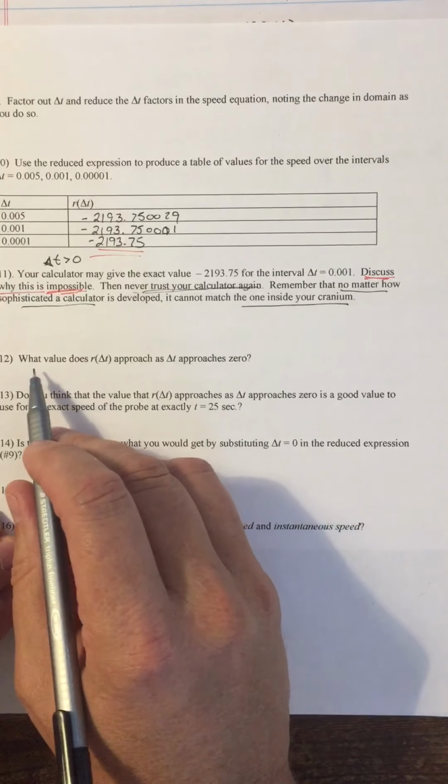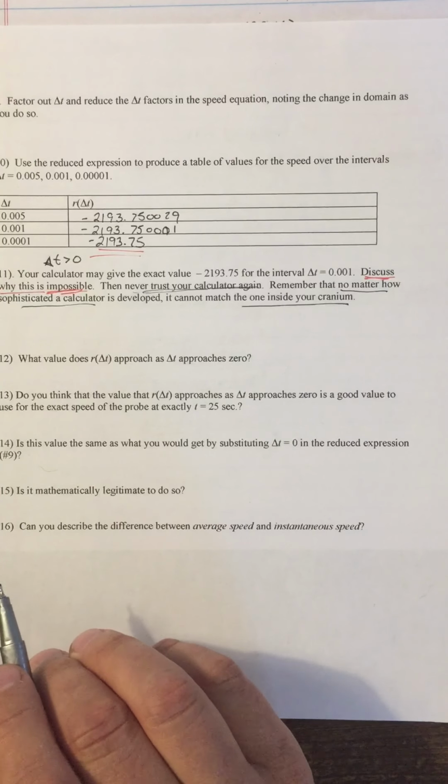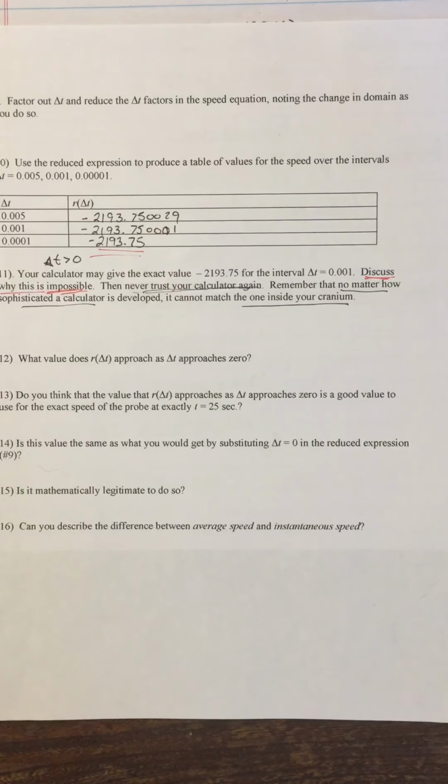All right. So this is developing the kind of language that we're going to use when we talk about what are called limits. This is limits number 1.